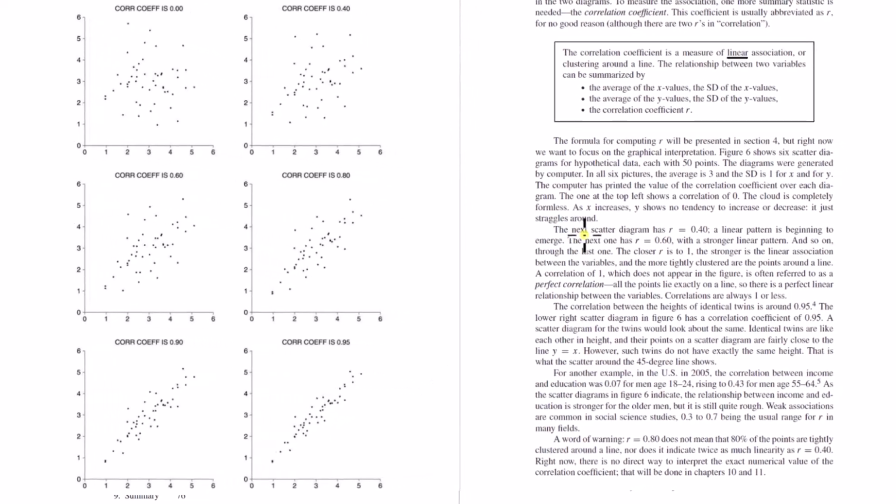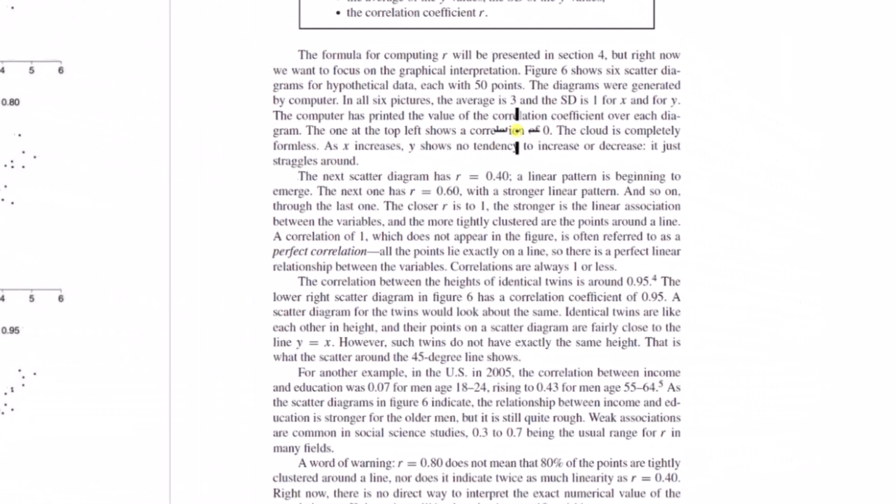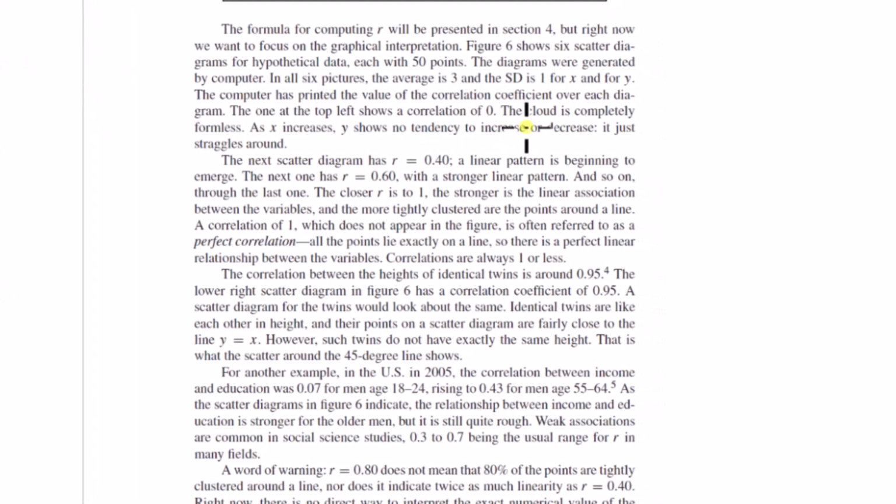Okay. So they start off by talking about the correlation coefficient of 0. The cloud is completely formless. As x increases, y shows no tendency to increase or decrease. It just straggles around. The next scatter diagram has r equals 0.40. A linear pattern is beginning to emerge. The next one, r equals 0.6, with a stronger linear pattern, and so on through the last one.